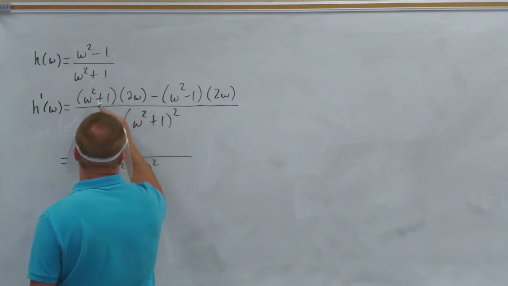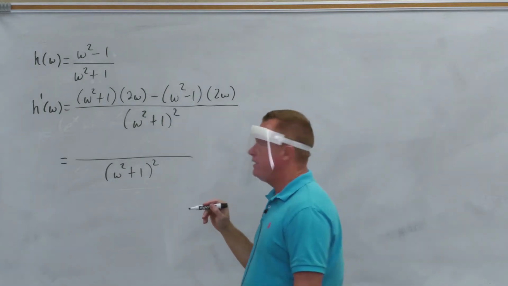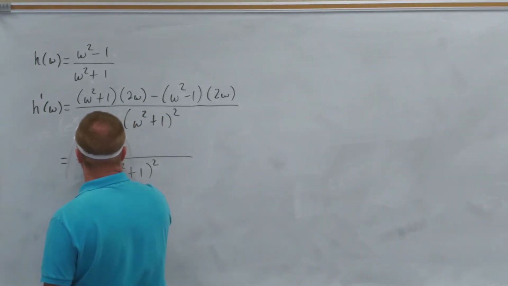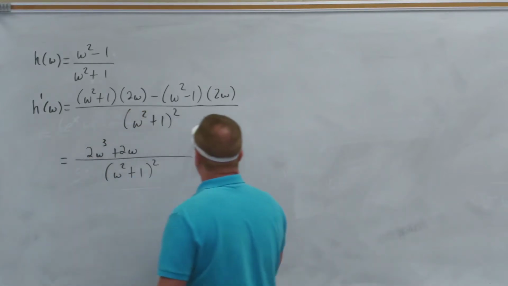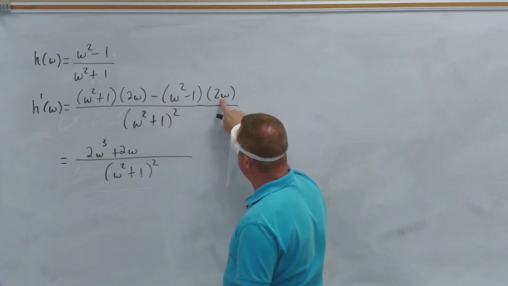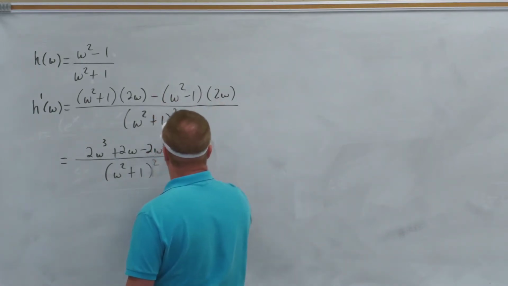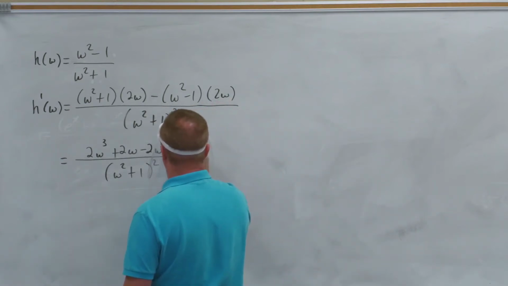So I guess let's go ahead and distribute. You could factor a 2w out if you wanted to, but let's just distribute. It really doesn't matter either way. So 2w cubed plus 2w. Now here, be careful. Negative 2w times w squared is negative 2w cubed. Negative 2w times negative 1 will be a plus 2w.